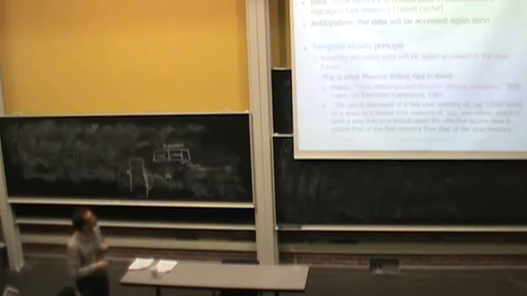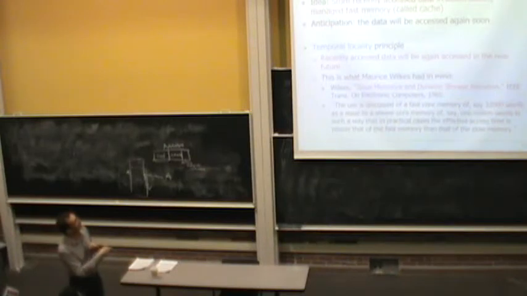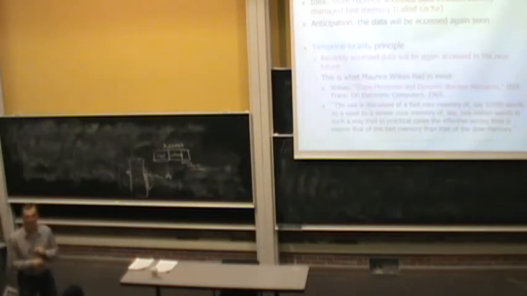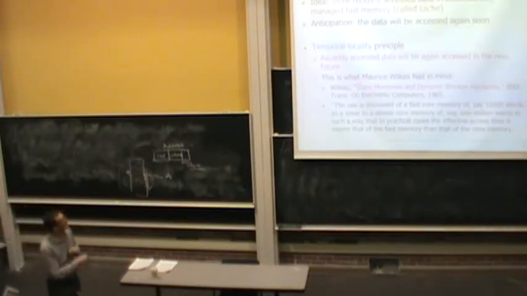Okay, so the idea of caching is to exploit these two kinds of locality. Temporal locality, how do you exploit that? Store recently accessed data in automatically managed fast memory. This is called a cache. The anticipation is that the data will be accessed again soon. And I already told you this works because of the temporal locality principle.